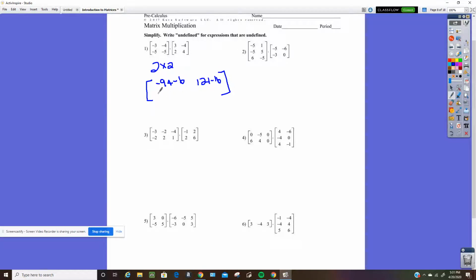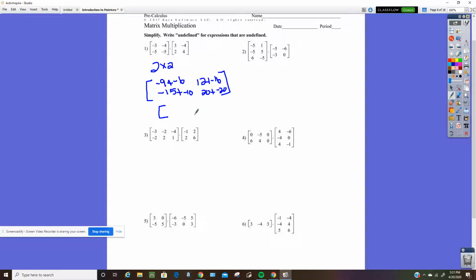And down here, -15 plus -10. And finally 20 plus -20. So if I add those together, that should be a -8. I don't know what I did there.